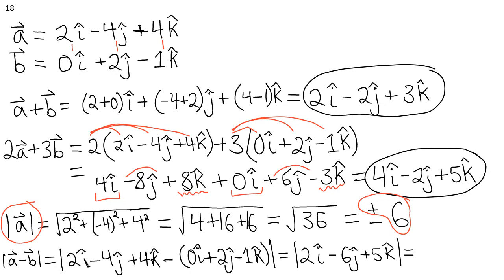So you do the square root of each component squared, and you add them up. 2 squared plus negative 6 squared plus 5 squared. I'm sorry for being sloppy. I'm going to continue up here in blue. Let me continue up here.